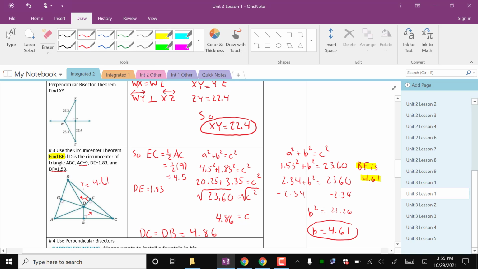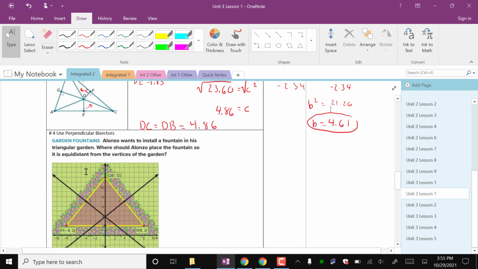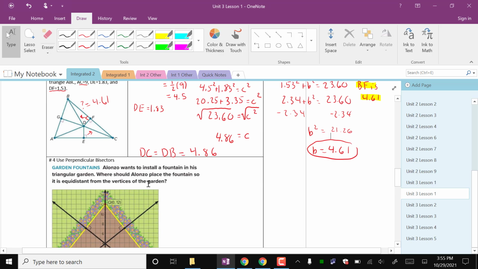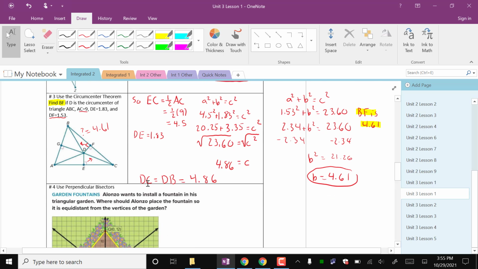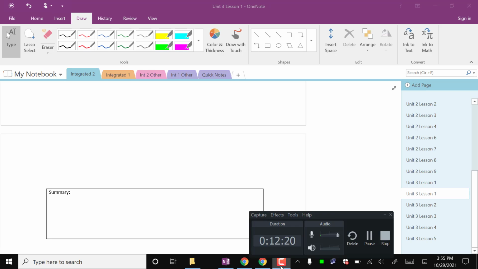All right. And then for number 4, we're going to hold on to number 4 for right now. We're going to come back to this at a later date. All right. So we're going to use these questions to answer the practice problems. So you're going to write a summary down here of the 3 theorems that we learned about today. So what do the theorems mean in your words? What is the perpendicular bisector theorem? What is the converse of the perpendicular bisector theorem? And what does the circumcenter theorem mean to you? And then use this to help you answer the practice questions.